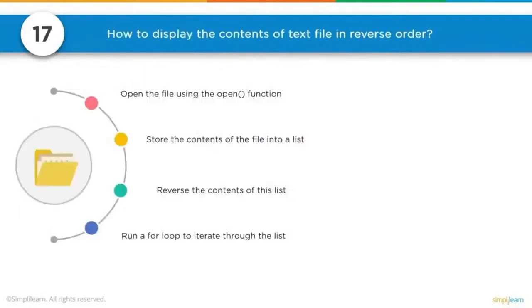Number 17, how to display the contents of a text file in reverse order. Open the file using the open function. Store the contents of the file into a list. Reverse the contents of the list. Run a for loop to iterate through the list.